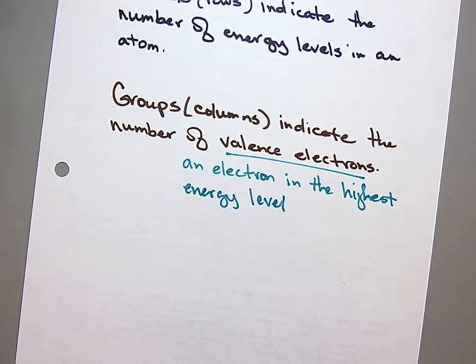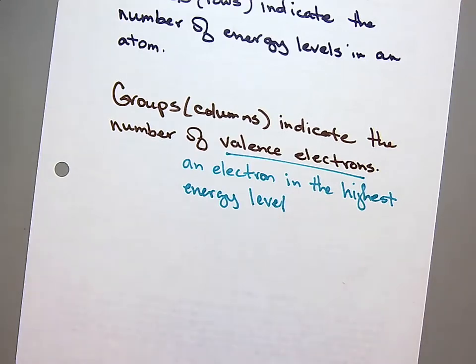So the valence electrons of oxygen would be in which energy level? 2, because oxygen has 2, so it'd be in the highest one. The valence electrons for krypton would be in which energy level? 4, because it has 4. So the valence electrons are the highest energy electrons in the atom.